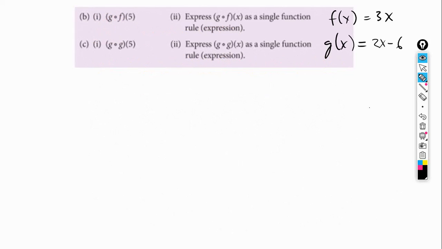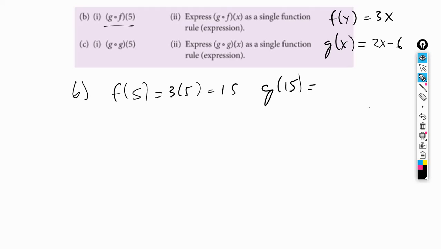So in the next slide, we have the continuation, and we go with part B. So now they want us to do the opposite, right? Now it's g of f of 5. So for B, what they want us to do is plug in f of 5 first. So f of 5 is going to equal 3 times 5. That's going to be 15. And then this we have to plug into g. Well, actually, I should write the notation. So it's going to be g of 15, which is equal to 2 times 15 minus 6. And this is going to equal 24.